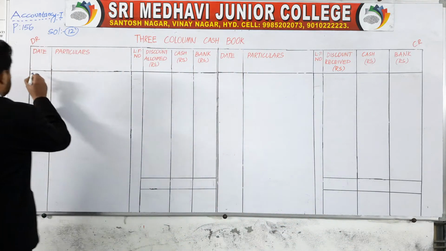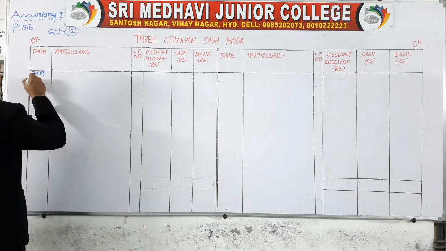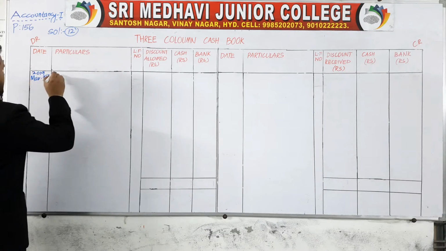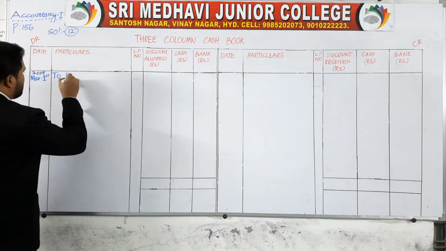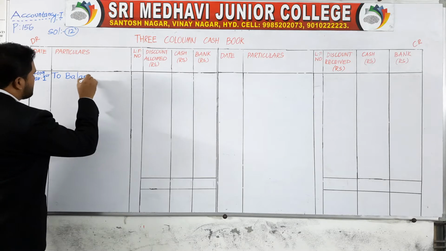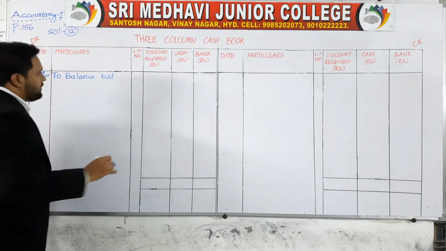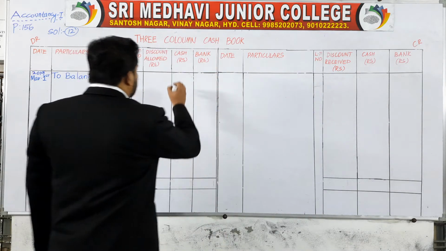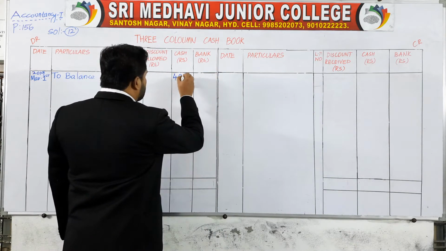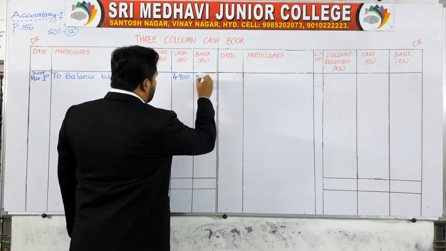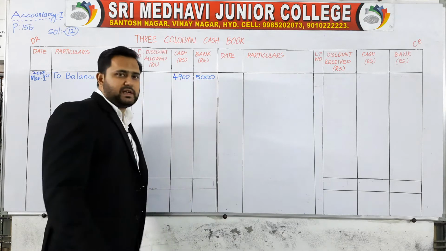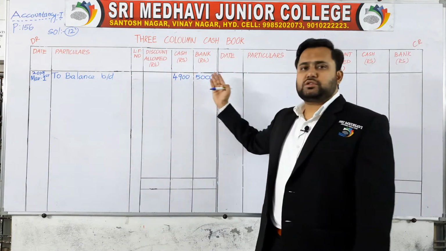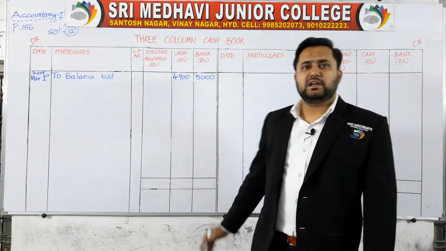So 2019 March 1st, to balance brought down. How much cash in hand? 4,900 and 5,000. 4,900 and 5,000, cash in hand and cash at bank. Bring down the balances, and right here write balance brought down 4,900 and 5,000 in cash and bank respectively.